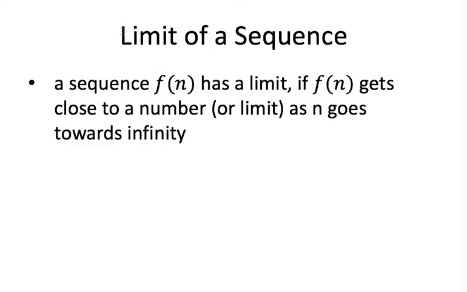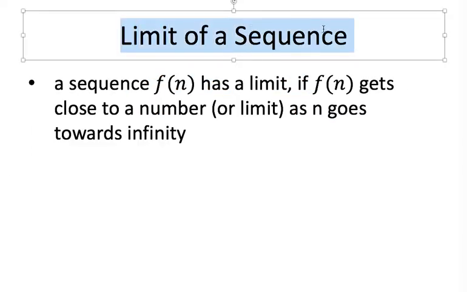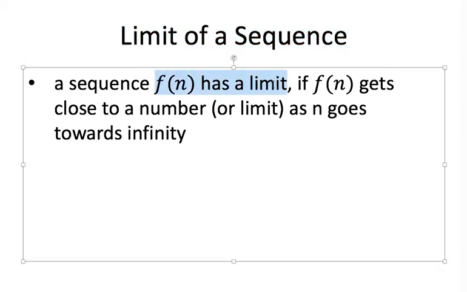So when we're talking about the limit of a sequence, f of n has a limit if f of n gets close to a number as the sequence continues, or as the sequence keeps on going towards infinity. If that f of n gets close to a number, then it has a limit, and that limit is this number.